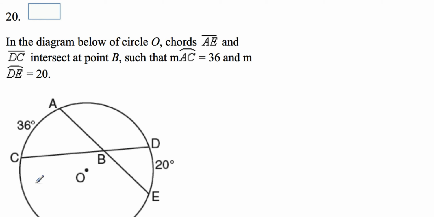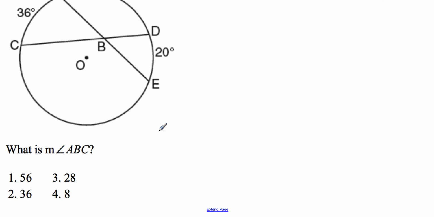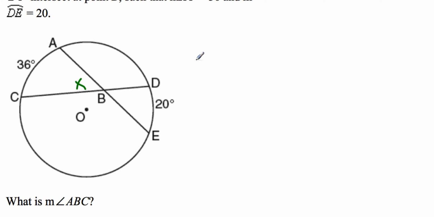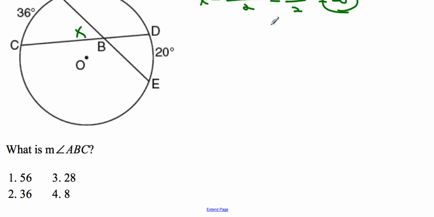Number 20. The measures of the arcs are given, and I'm looking for angle ABC. Same deal as before. x equals 36 plus 20 divided by 2. So we get 56 divided by 2, and we get 28. That's our answer. Choice 3.